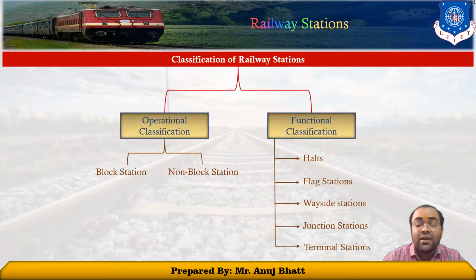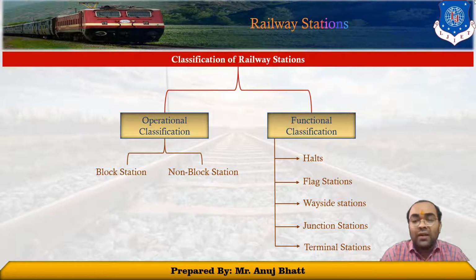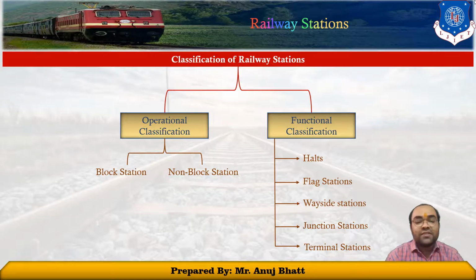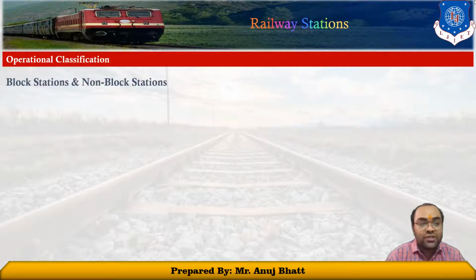Well, those are basically classified into two categories: the operational classification of the railway station and the functional classification. As per the operational classification, there are two subtypes, block stations and non-block stations. As per the functional classification, we have halts, flag stations, wayside stations, junction stations, and terminal stations. So let's first discuss the operational classification, and in that, block stations and non-block stations.